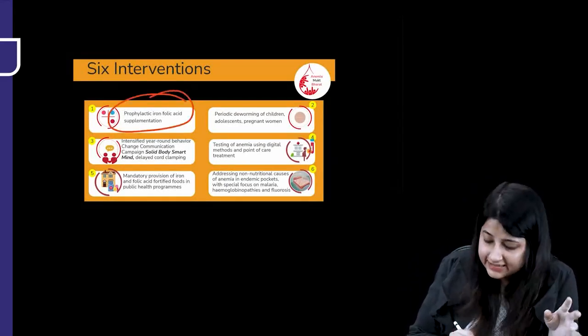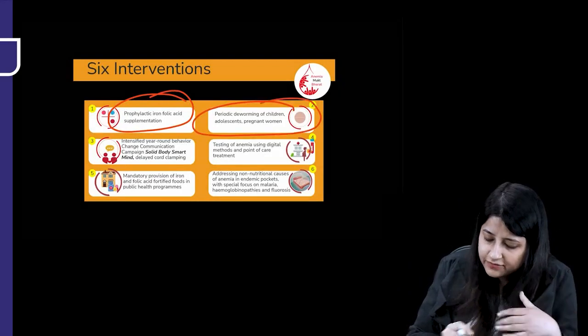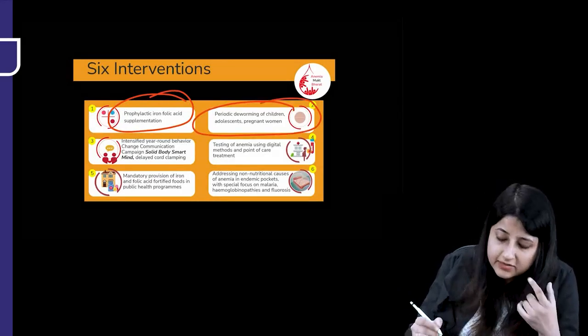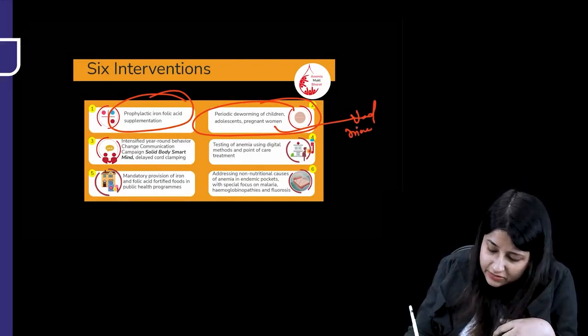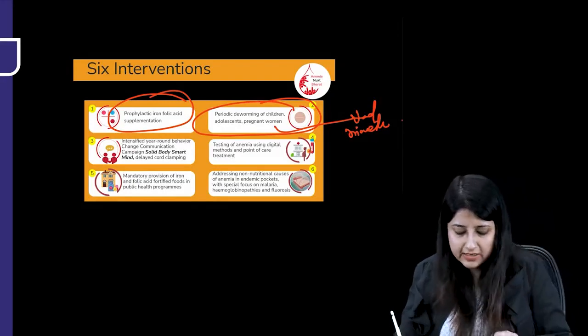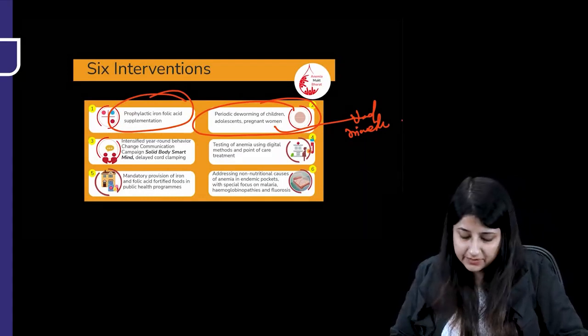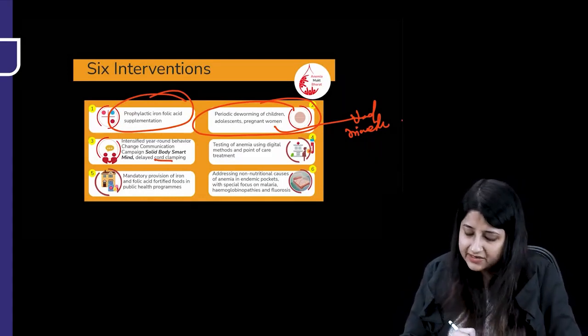Prophylactic iron folic acid is being given. Periodic deworming of children, adolescent, pregnant women. So in pregnant women, it is ideally done in the 2nd trimester with the full tablet of albendazole. Plus delayed behavior change communication, delayed cord clamping is recommended.